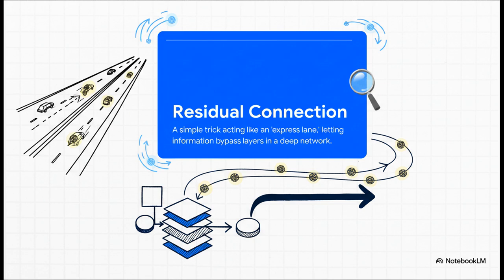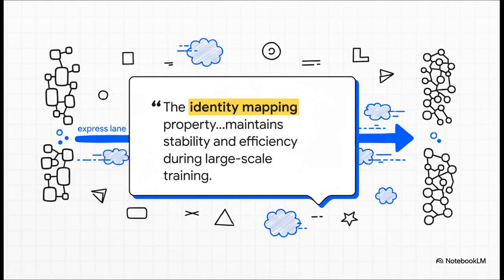Super simple, super effective. Now, the magic of this express lane is something called identity mapping. It sounds technical, but it's a simple idea. It means the signal can get from point A to point B, way down the line, completely untouched. It's like perfect signal preservation. And that property, that clean, direct path, is the absolute foundation of stability when you're training these massive, massive models.